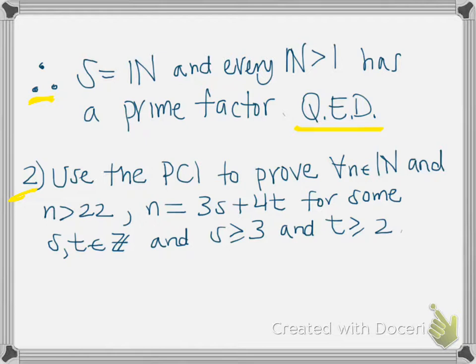Okay, so your second question for your quiz: use the PCI to prove that for all n belonging to the naturals with n greater than 22, n is equal to 3s plus 4t for some s and t belonging to the integers, where s is greater than or equal to 3 and t is greater than or equal to 2. So again, my suggestion is to really think about what this proof is asking. Try some examples, and then see if you can formulate it using the PCI. My hint to you is that I found this problem in the book.